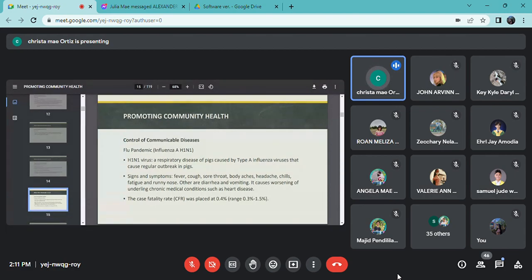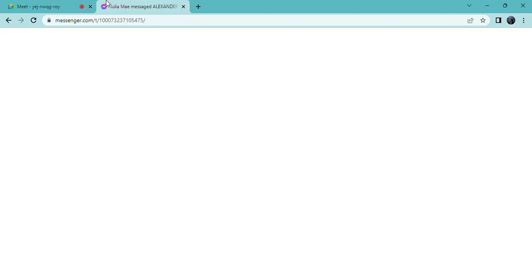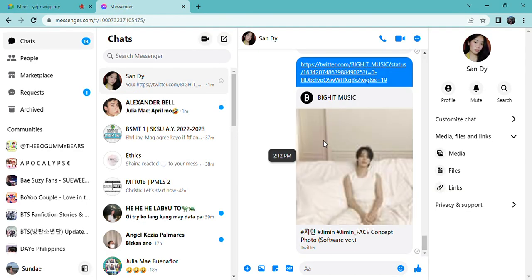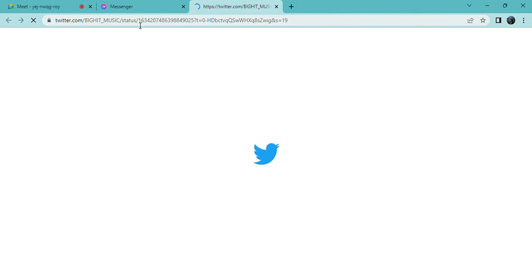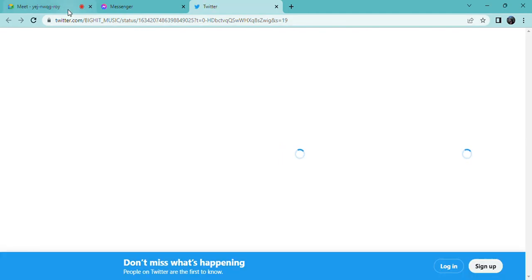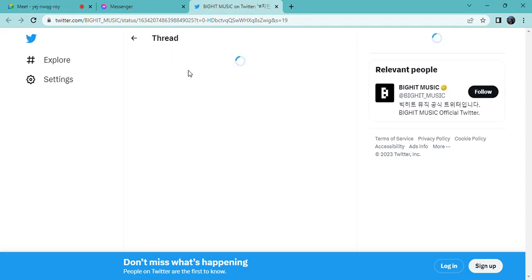Ano yung mga signs and symptoms niya? Parang common siya ng mga symptoms sa mga pulmonary diseases. We have fever, cough, sore throat, body aches, headache, chills, fatigue, and runny nose. Others are diarrhea and vomiting. And it causes worsening of underlying chronic conditions such as heart diseases. So the case fatality rate is placed at 0.4%. Flu pandemic or the swine flu.